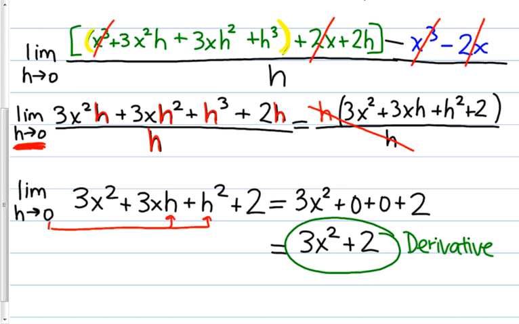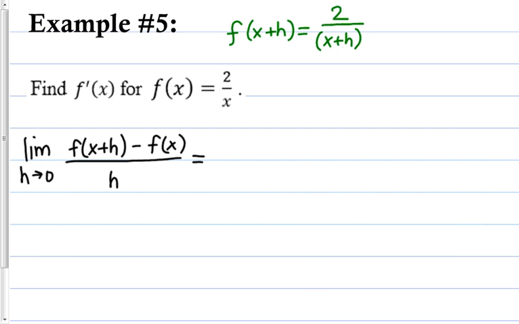Next. Okay, welcome, example 5. I took the liberty of figuring out what f of x plus h would be, and it's 2 over x plus h. Because in this problem, it says find f prime of x for f of x equals 2 over x. So my function is a fraction, no big deal. And I already wrote down the formal definition. So I'm going to go ahead and plug my information in.